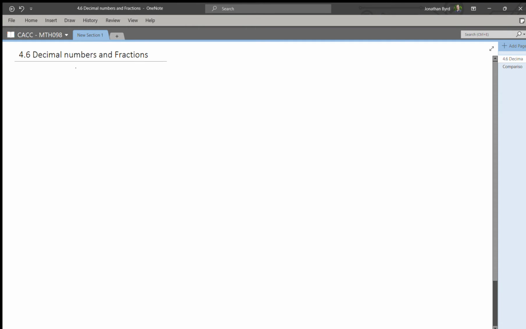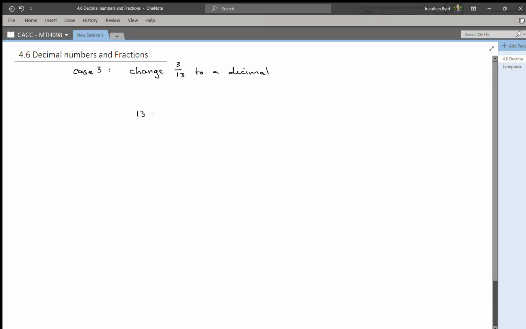So case 3, for example, change 3/13 to a decimal. As was the case with part 1 and part 2, we're going to use long division.